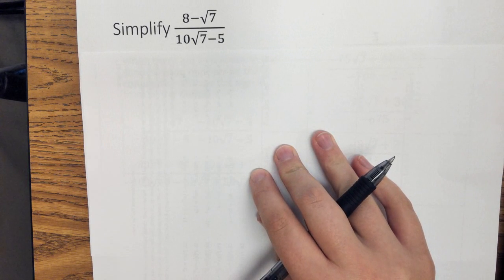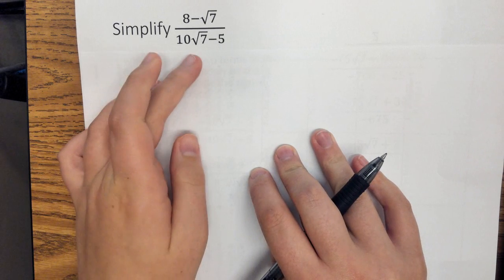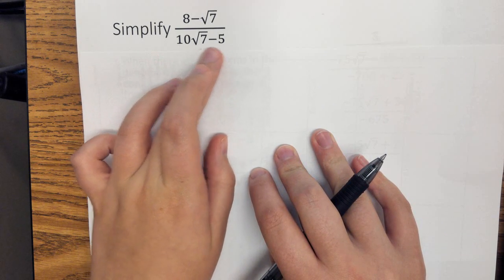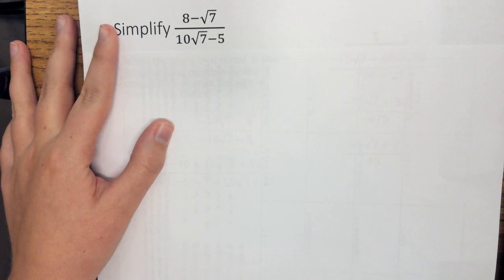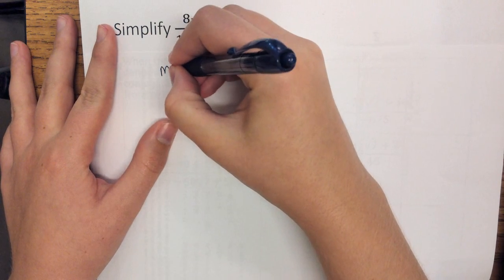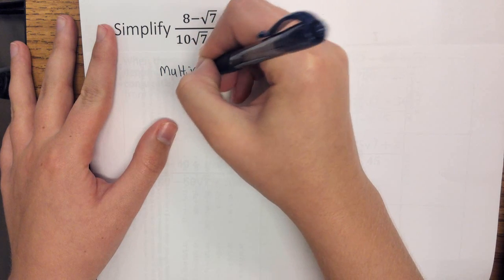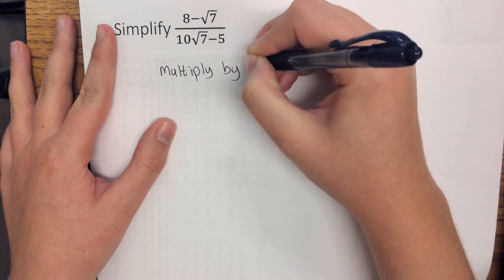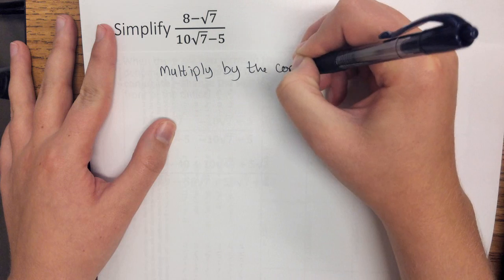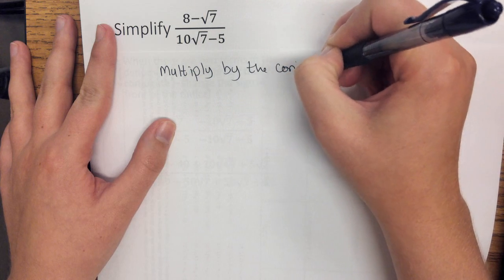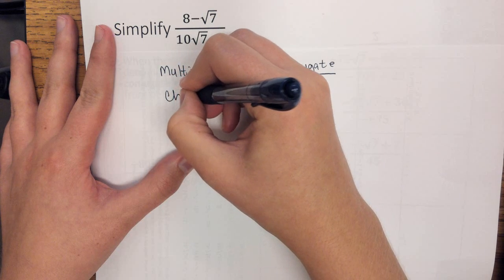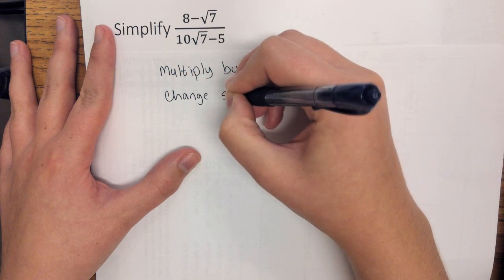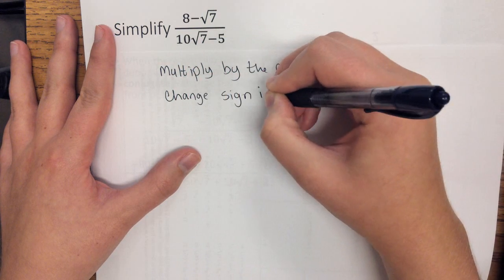So when you have something like this, you can't just multiply by the square root of 7, because you'll have to distribute, and you'll end up having a square root of 7 here, so it won't cancel out. What we have to do is multiply by the conjugate, which you might remember from polynomials. What that means is we need to change the sign in front of the radical. I'll write that down for you.